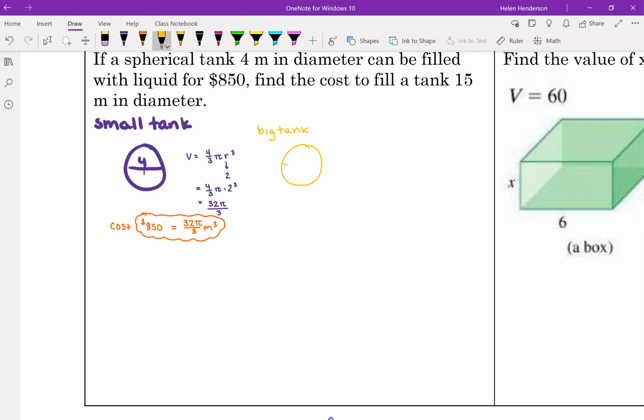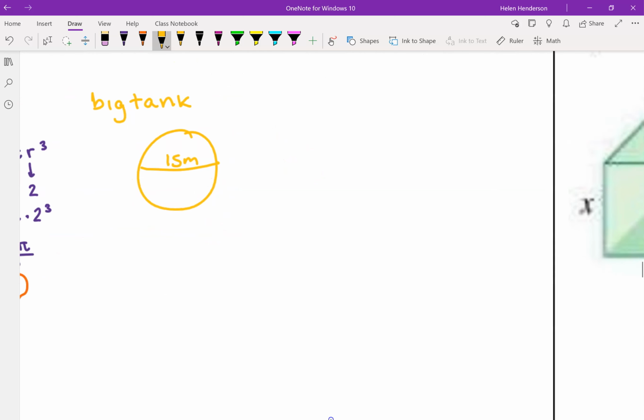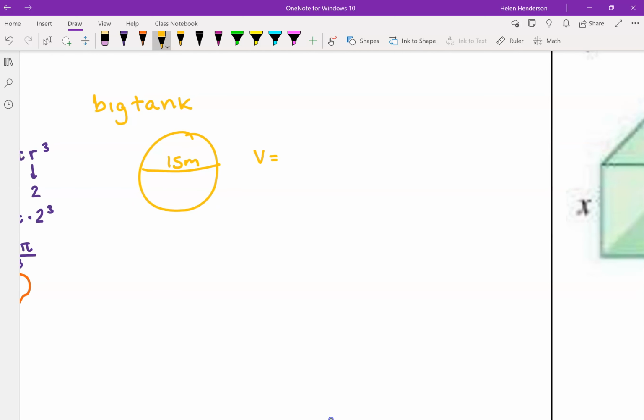So our big tank has a diameter of 15 meters. What we know about the big tank is that volume equals 4/3 pi r cubed. And here r is going to be 7.5. How did I get 7.5? Half the diameter. So we'll do 4/3 times pi times 7.5 cubed. And again, I'm going to keep it in terms of pi. Just stick with me here.